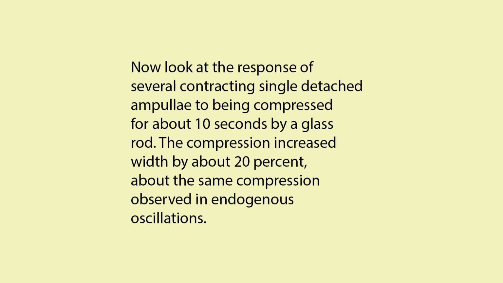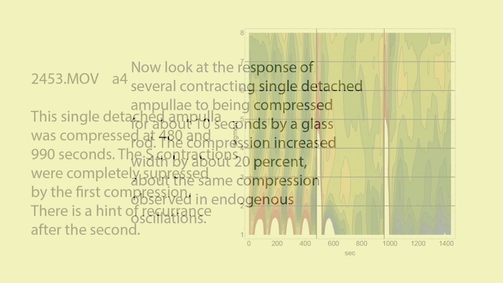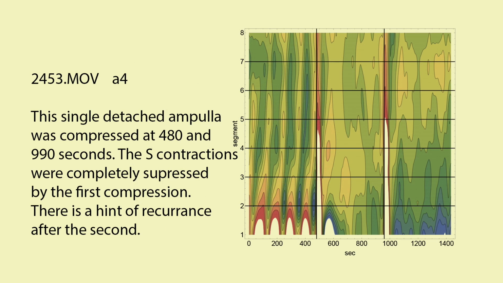Now look at the effect of external compression on a contracting ampulla. At the start of this 1400-second video, the ampulla was contracting in S mode, with segment 1 oscillating the most and segments 4 to 7 moving out of phase with a smaller amplitude.